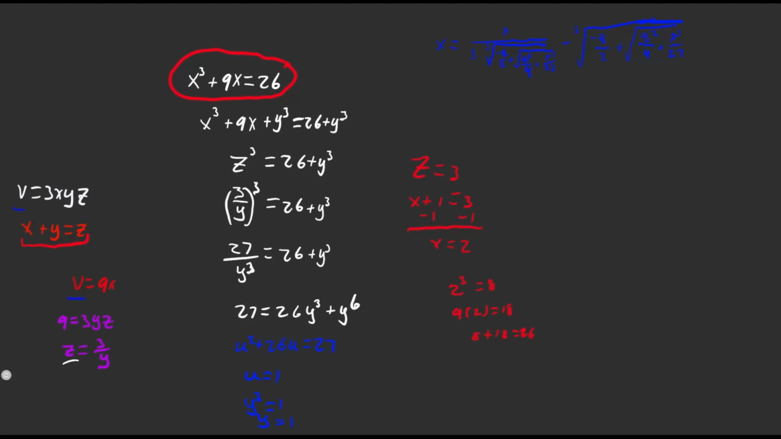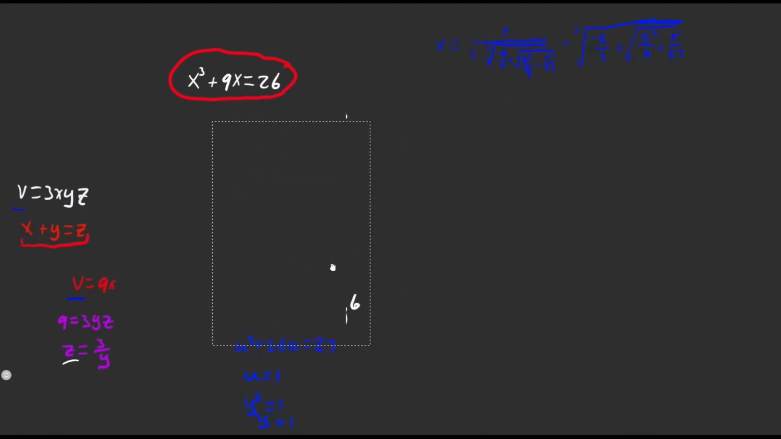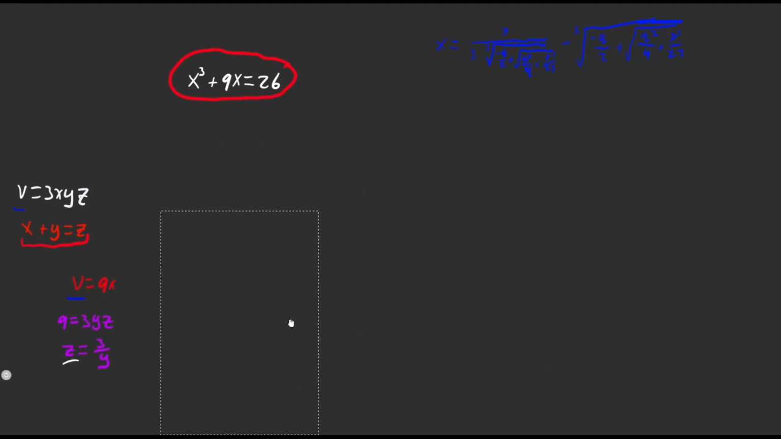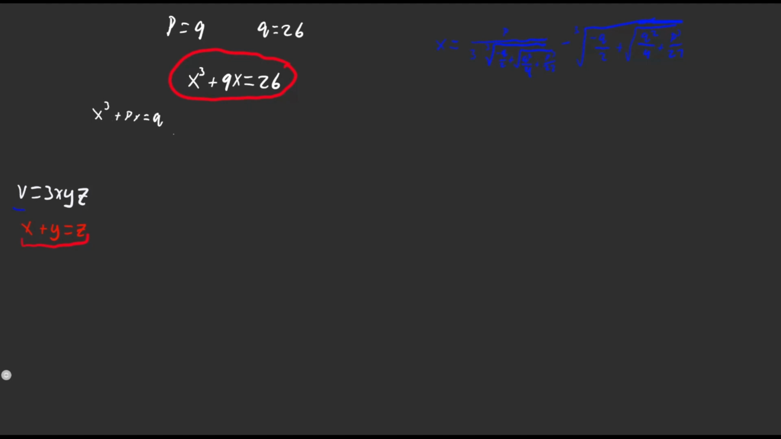And what would have happened if we directly just plugged into our formula? How would it look? Let's go ahead and try that out, where we will see what difference it was rather than completing the cube. So just go ahead and plug into the formula that we had. So p is 9. Let's just write that down. p is equal to 9, and q is equal to 26, since it is written in the form x cubed plus px is equal to q.